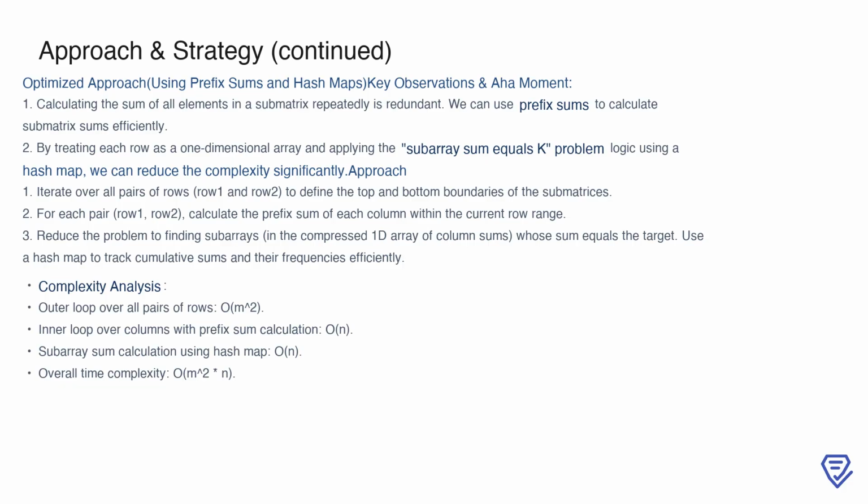The outer loop iterating over row pairs runs in O(m²), the inner loop over columns with prefix sum calculations takes O(n), and using the hash map for subarray sums also takes O(n). Combining these, the overall time complexity becomes O(m² * n).